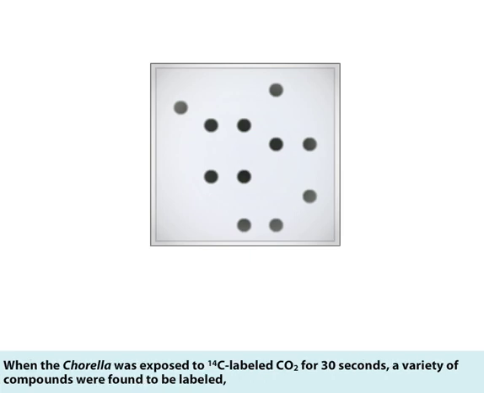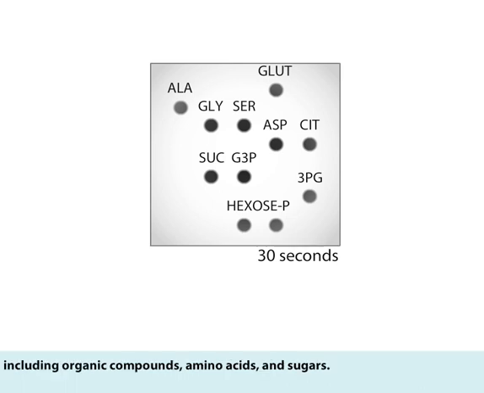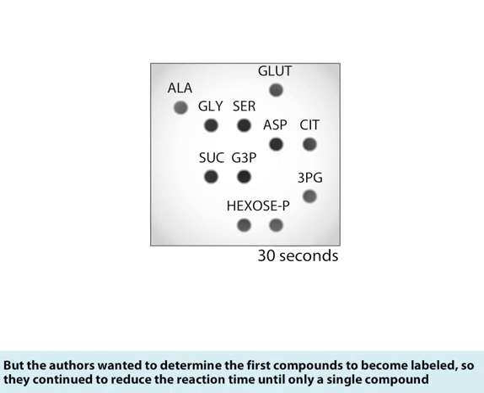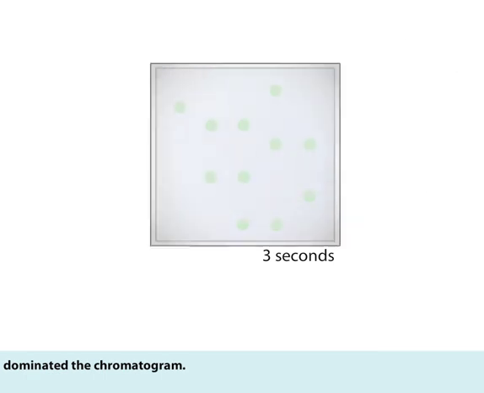When the chlorella was exposed to carbon-14 labeled CO2 for 30 seconds, a variety of compounds were found to be labeled, including organic compounds, amino acids, and sugars. All of these compounds had incorporated carbon from the 30-second exposure to carbon-14 labeled CO2. But the authors wanted to determine the first compounds to become labeled, so they continued to reduce the reaction time until only a single compound dominated the chromatogram.